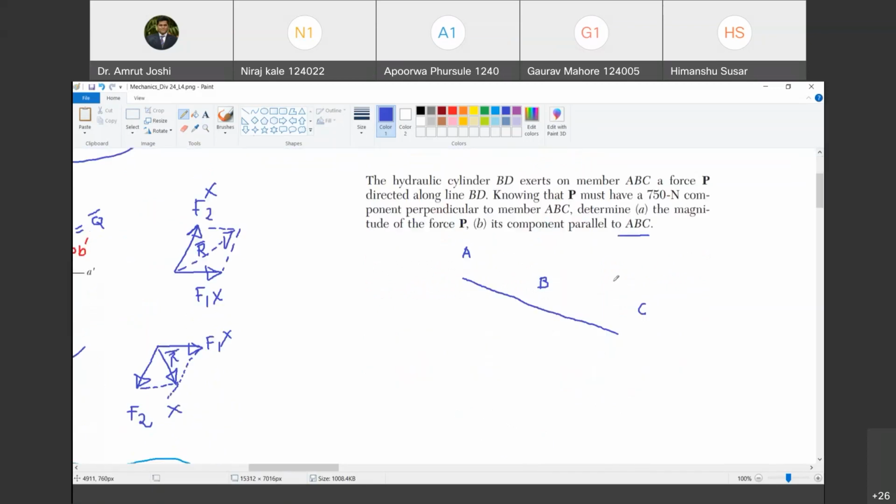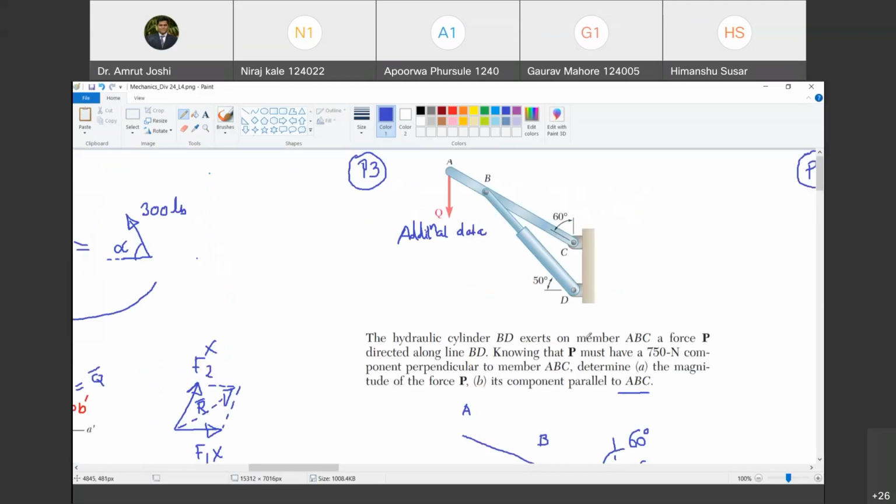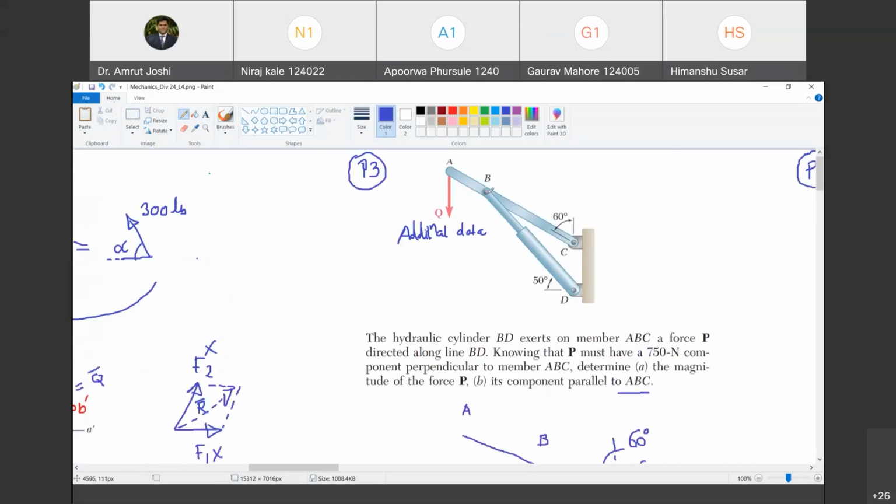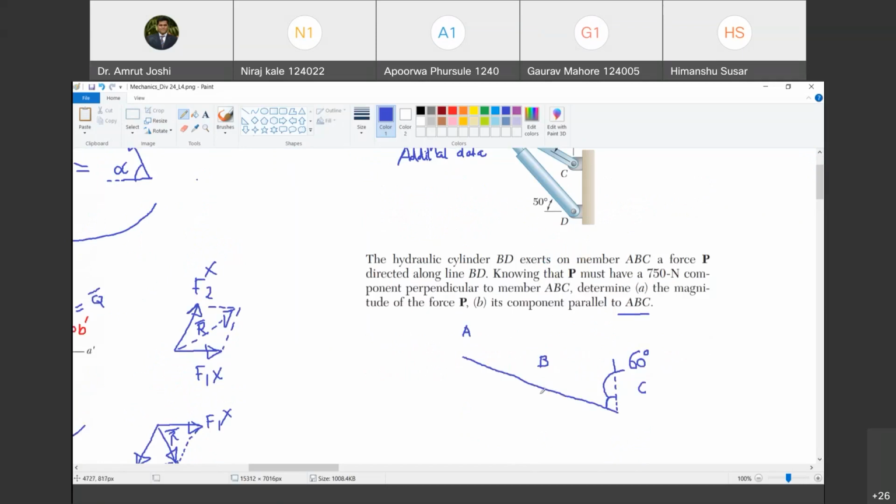Yes. It makes an angle of 60 degrees with the vertical. How much angle has it made with the vertical? 60 degrees. Happy? And then at B, this hydraulic cylinder exerts a force P directed along BD. So this is line BD. Are you with me?